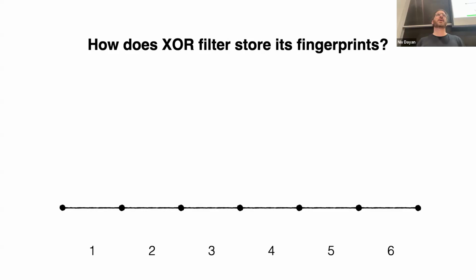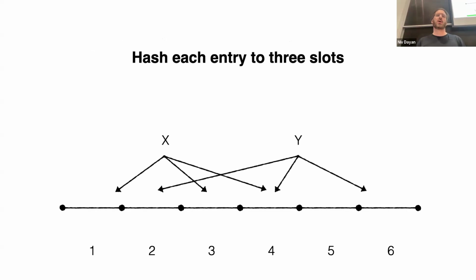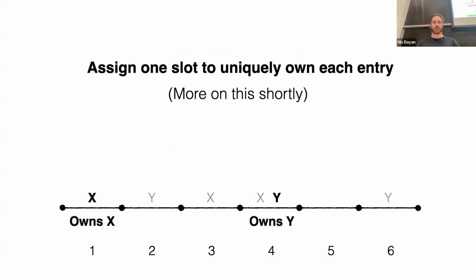How does XOR filter actually store its fingerprints? Here is where things kind of get interesting. The XOR filter is going to take each key that you want to insert, and it's going to map that key to 3 random slots in an array. Each one of these slots just has space for 1 fingerprint, F bits. So I'm mapping each entry to 3 different slots.